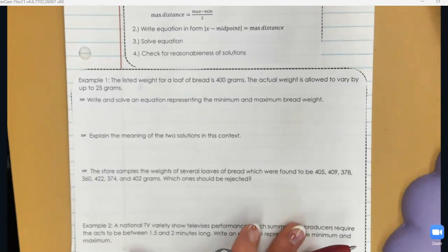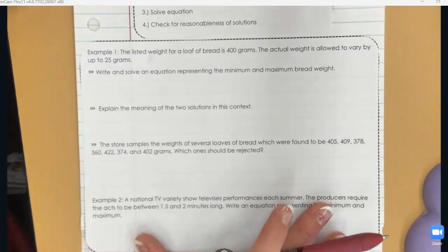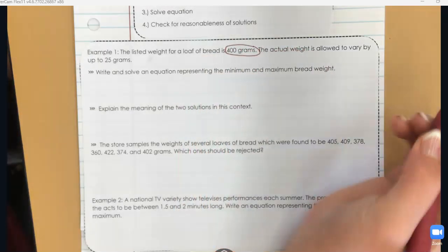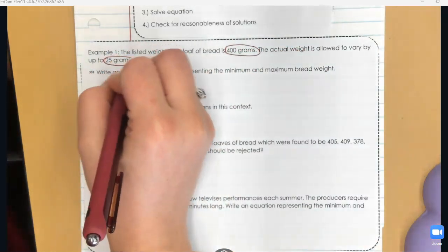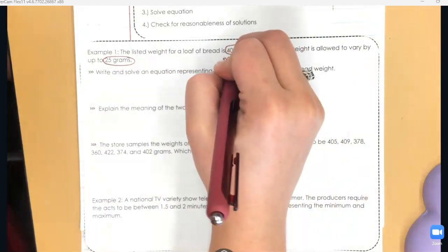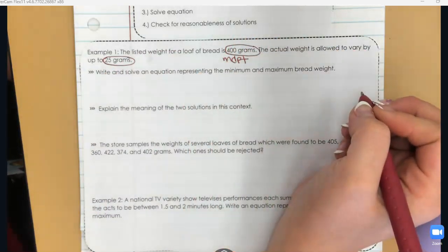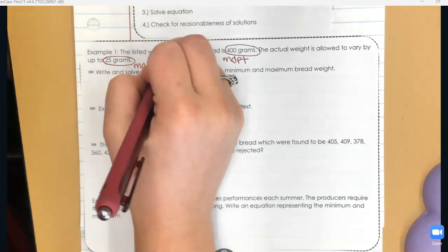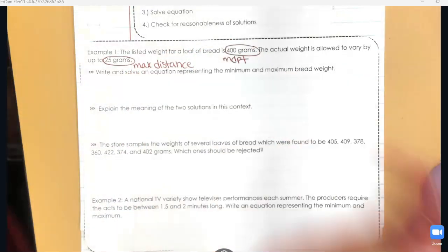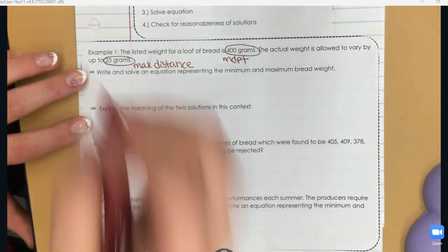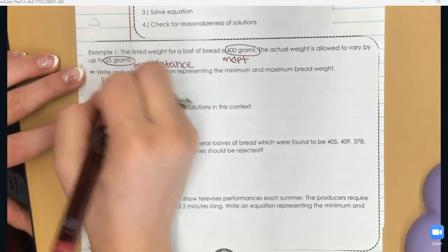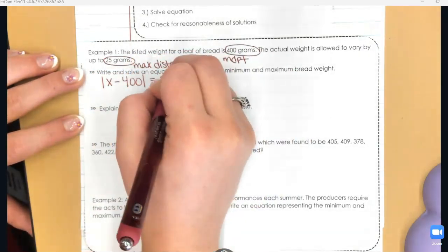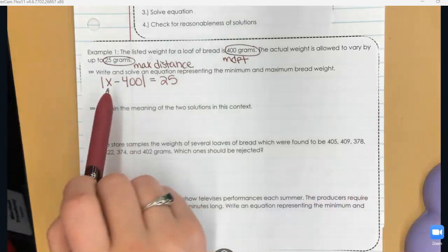So if I move on to example 1 here, the listed weight for a loaf of bread is 400 grams, and the actual weight is allowed to vary by up to 25 grams. So this 400 is my midpoint, and this 25 grams is my max distance. I don't need to calculate either of those because I already know them. So my equation is going to be the absolute value of x minus my midpoint, which is 400, equals 25, my max distance.